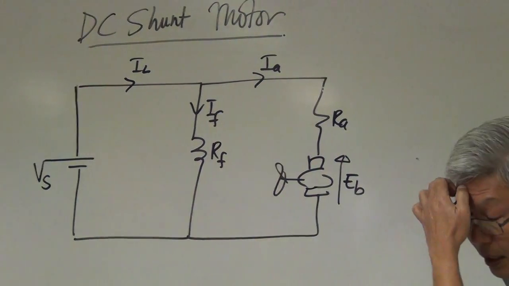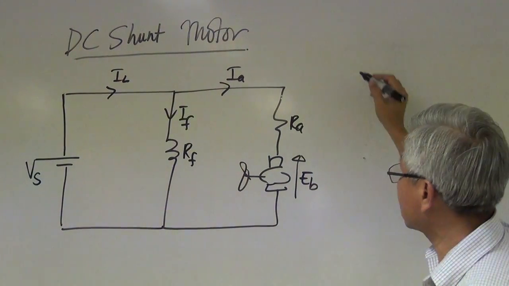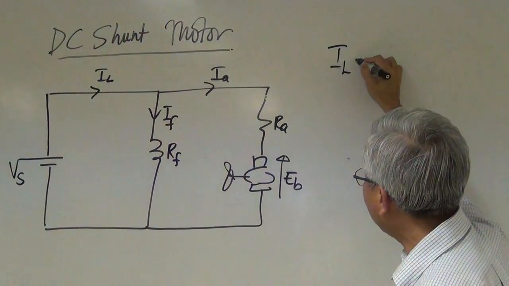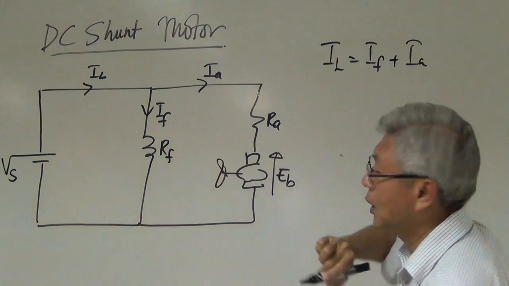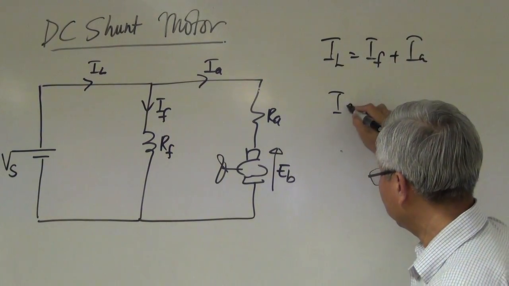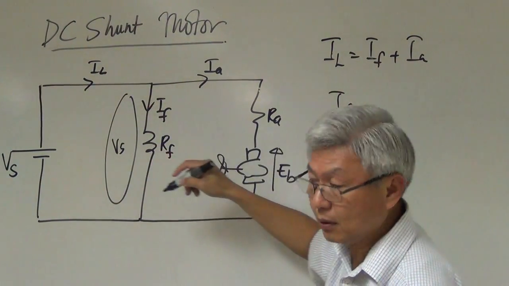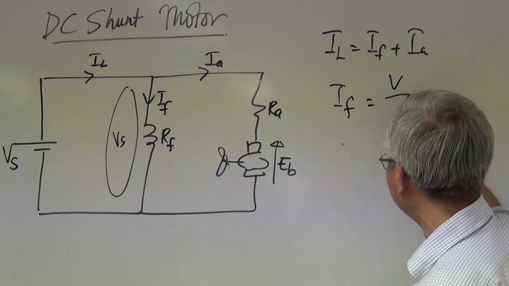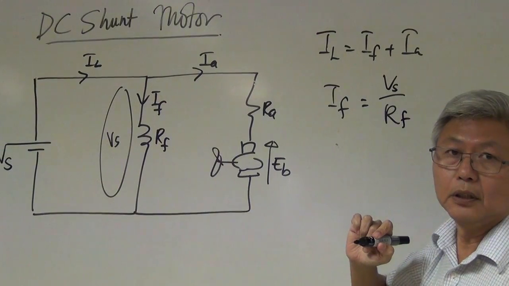Right, first, do you know the relationship between the 3 currents? Of course, Kirchhoff's current law says IL equals IF plus IA. No issue. How to calculate IF? The voltage here is Vs because it's a parallel circuit. So IF is going to be V over R, which V? Vs, which R? RF.